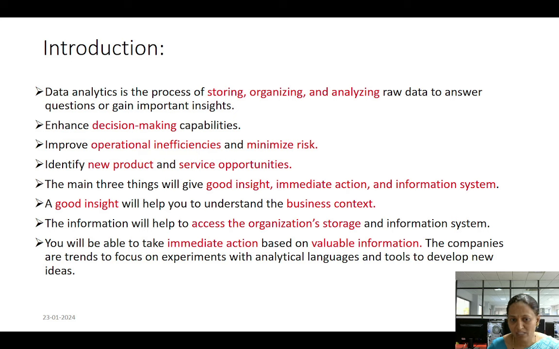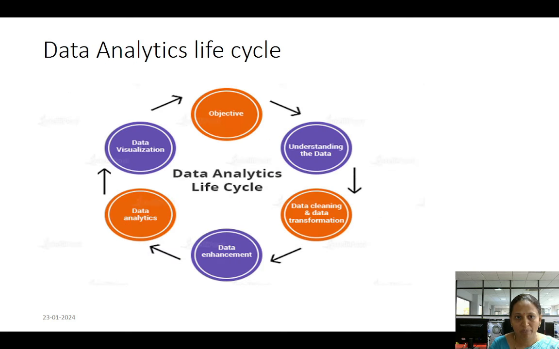The main three things we have with data analytics are good insight, immediate action, and information system. A good insight will help you to understand the business context, and the information will help you to access the organization storage and information system. It will also help you to take some immediate action depending upon the problem definition we have after the analytics process.